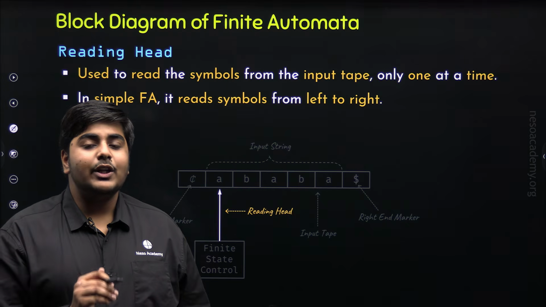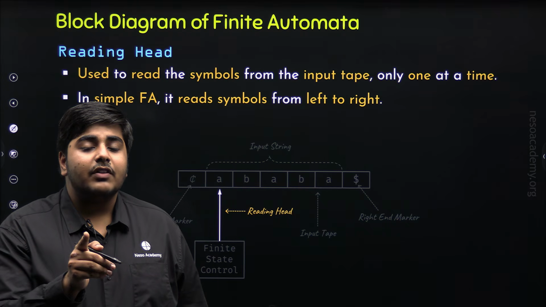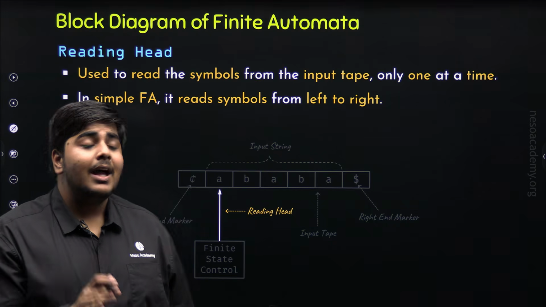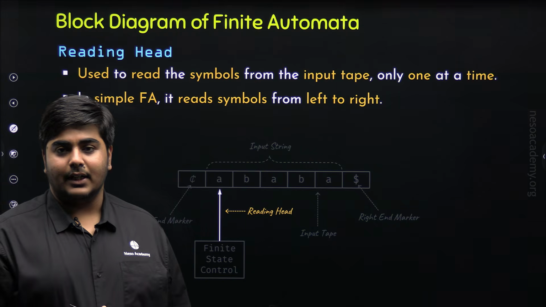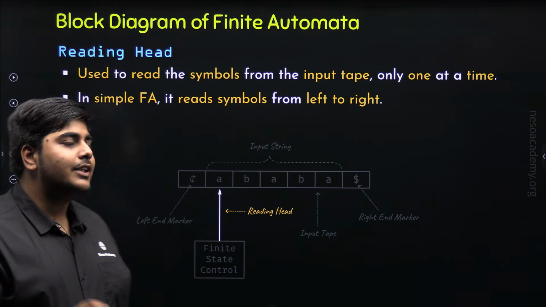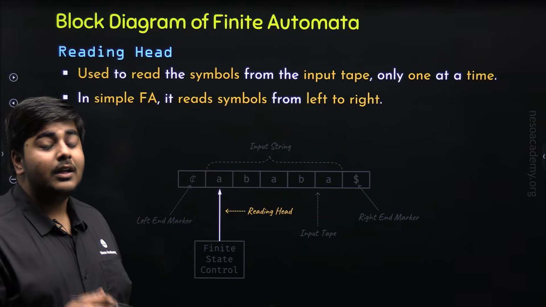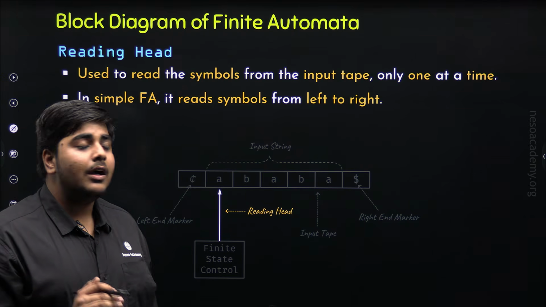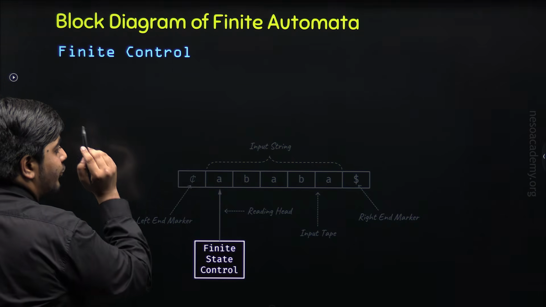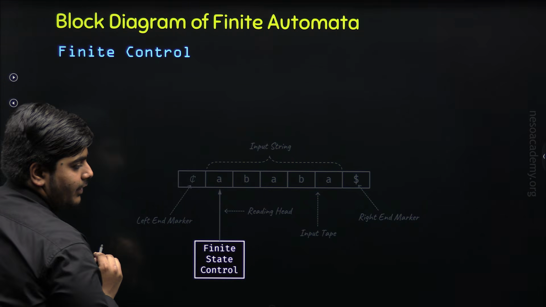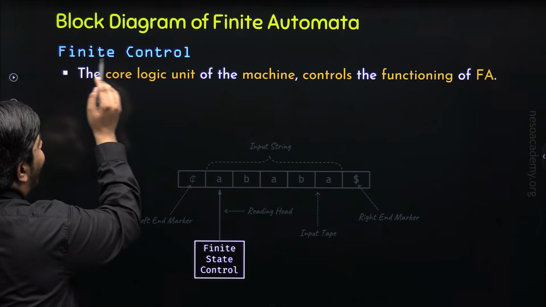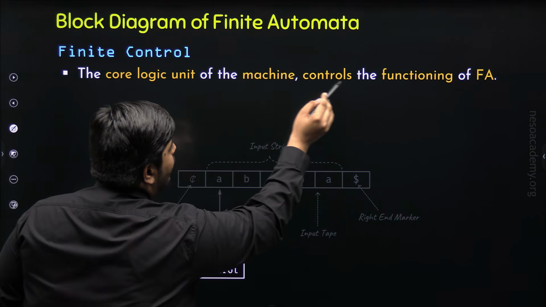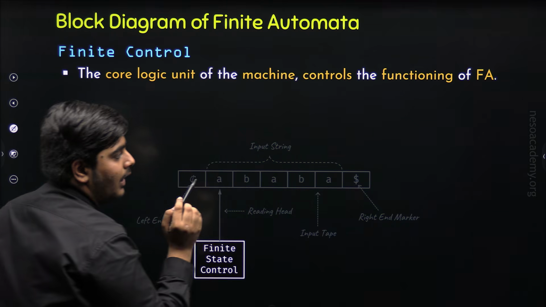But it is to be noted that the computational power of a two-way finite automata is also exactly the same as a simple finite automata. Now I hope you have understood what the reading head is. Now we will proceed towards our last component of finite automata, which is finite control, or finite state control. Finite control is the core logic unit of the machine, which controls the functioning of finite automata.